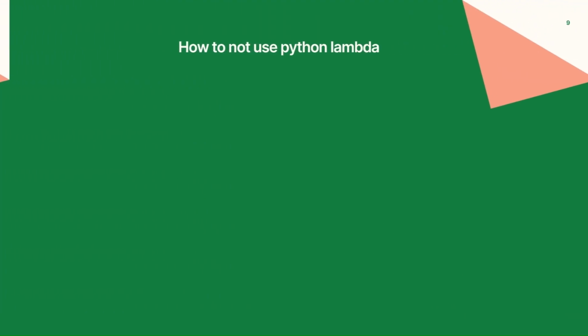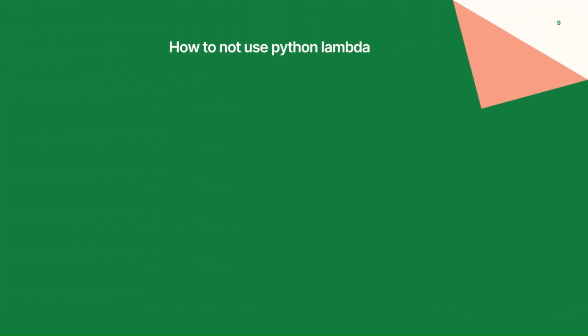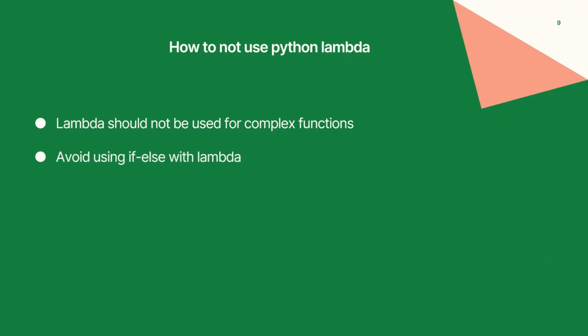Now let's talk about when not to use lambda. Lambda should not be used for complex functions. If you need to use loops or multiple conditions, lambdas are not the right tool. Avoid using if-else with lambda. Though technically possible, it quickly becomes hard to read. Use def for anything that needs explanation or clarity. If your function logic is more than one step, always prefer def.